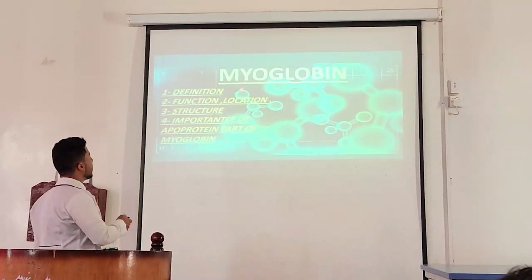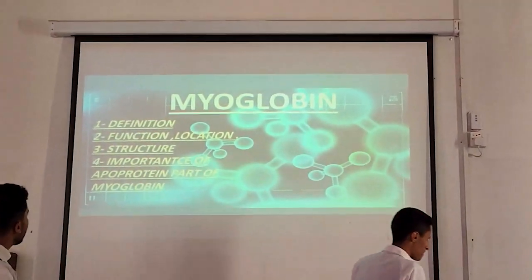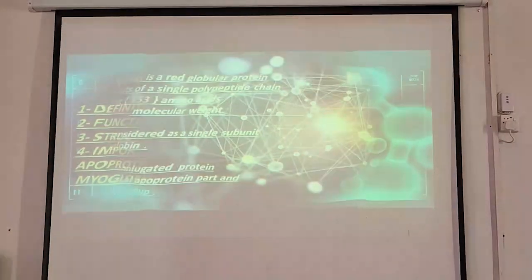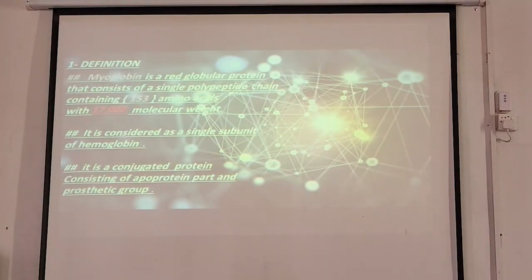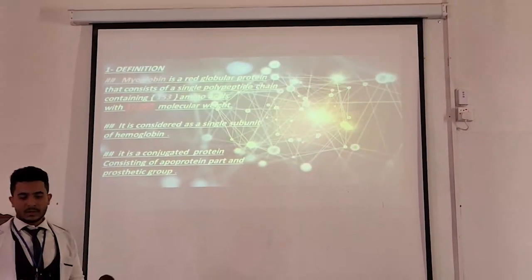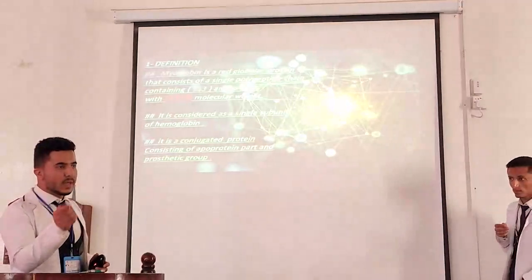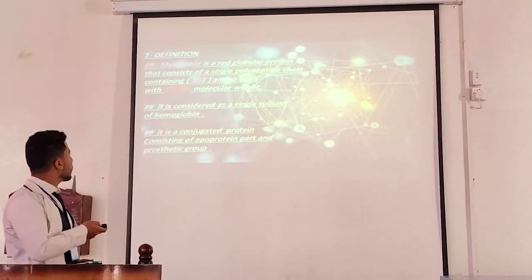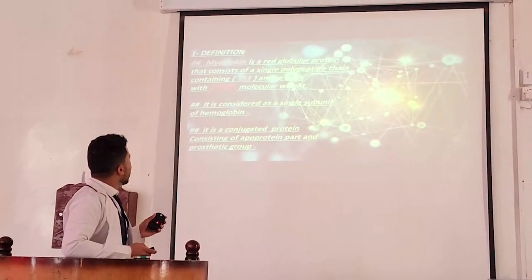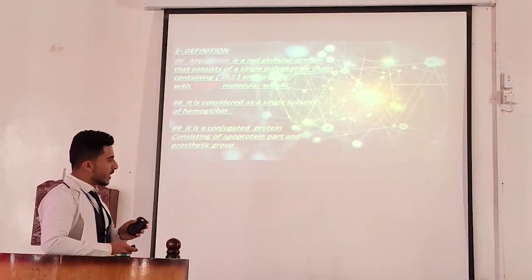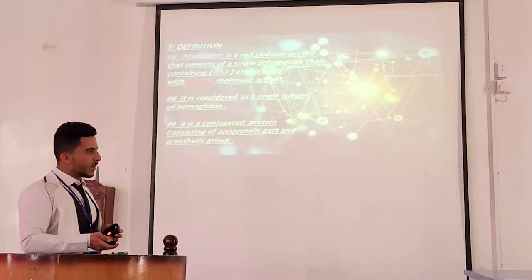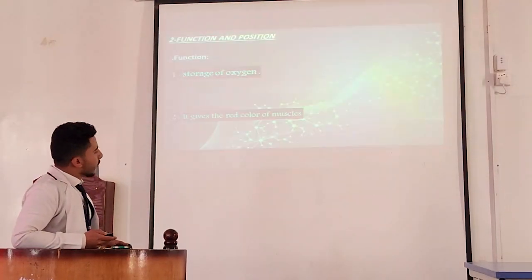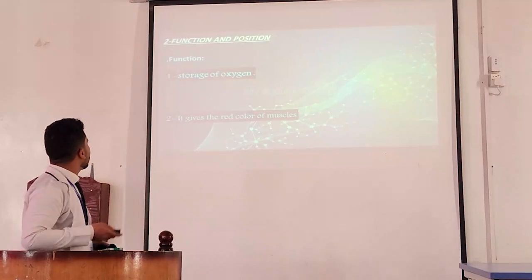We will study myoglobin under 4 points: definition, function, location, and structure, and the importance of the apoprotein part of the myoglobin. Now let's start with the definition. What is the definition of myoglobin? Myoglobin is a red globular protein that consists of a single polypeptide chain of 153 amino acids with a 17,000 molecular weight. It is a conjugated protein because it consists of an apoprotein part and a prosthetic group, which is the heme, as you see in this picture. We will explain that in detail later.